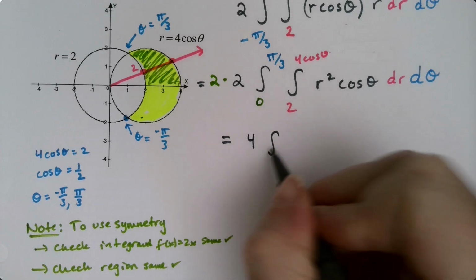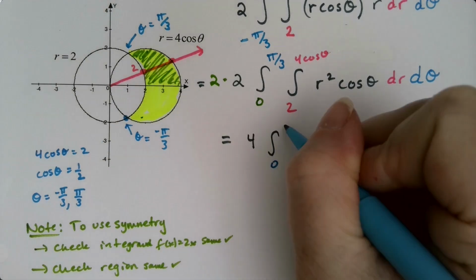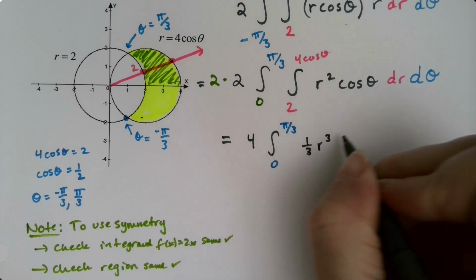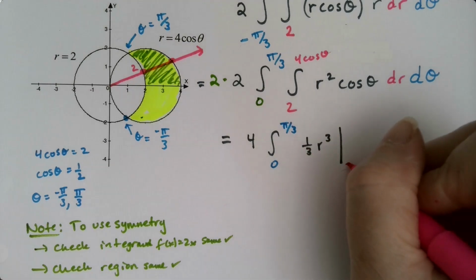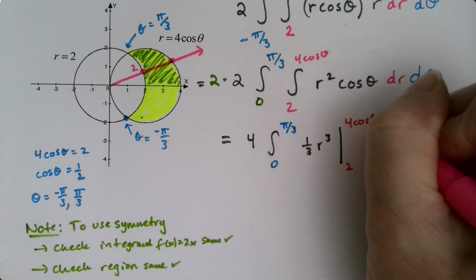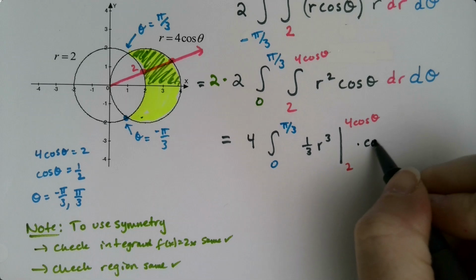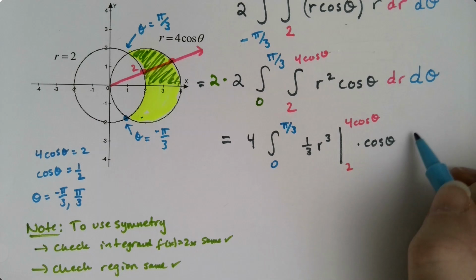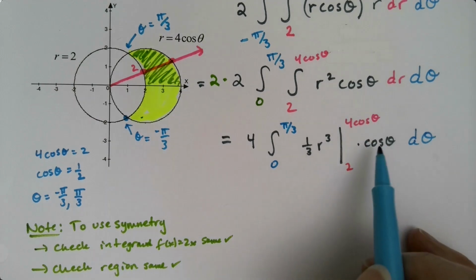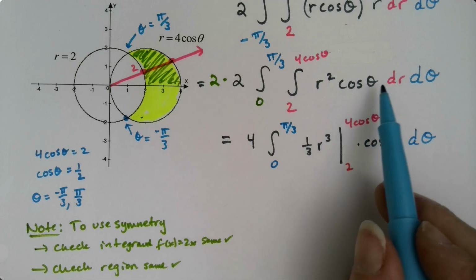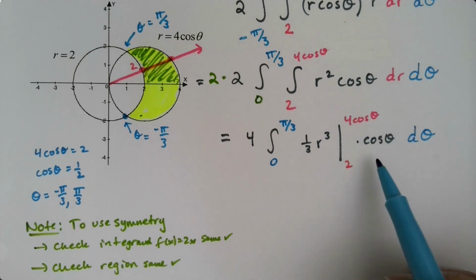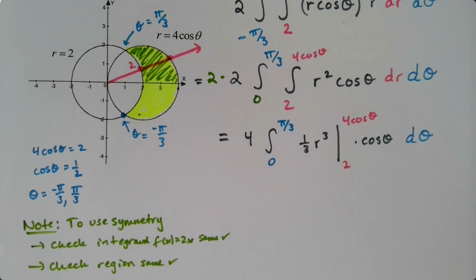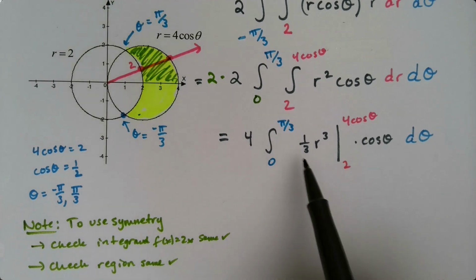So this is 4 times the integral from 0 to pi over 3. And then this is 1/3 r cubed. R goes from 2 to 4 cosine of theta times the cosine of theta dr. Excuse me, d theta. Oops, I just did dr. This cosine of theta just sits there, right? It's not really involved because it doesn't have any r in it, so it just sits there. So now I'm going to put 4 cosine theta into that and 2 into that. And for the sake of simplicity, let's also bring that third out.